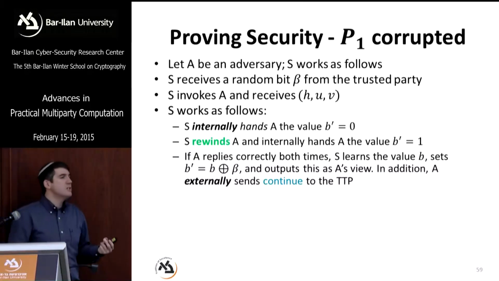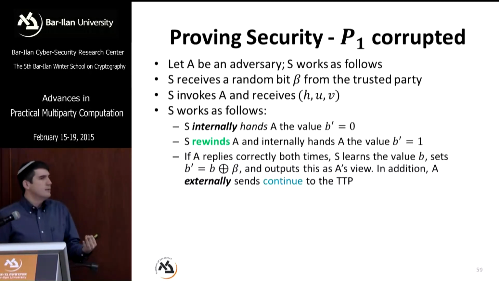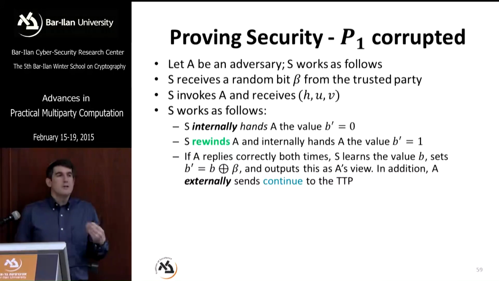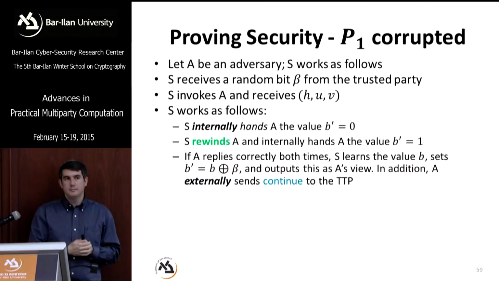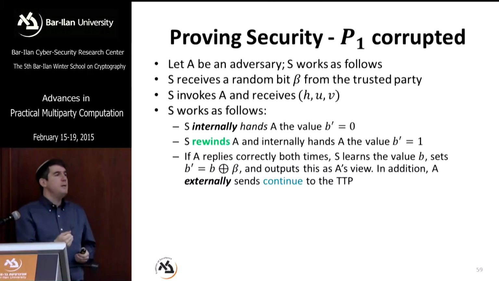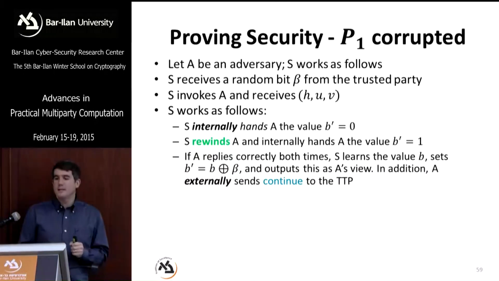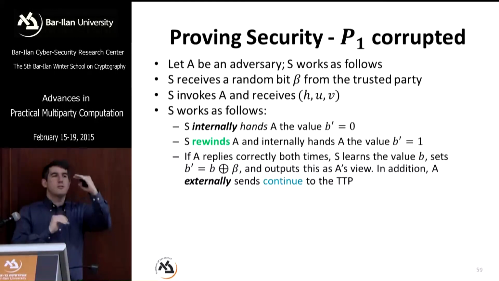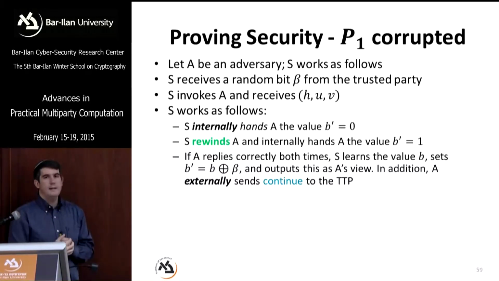Now A is a malicious adversary, so it doesn't necessarily even reply correctly to both values. We actually don't know what A is going to do. Now if A did reply correctly both times, then the simulator S learns the value B, because A reveals all of its randomness, and if S knows the value B, what it can now do is set B prime to be B XOR beta, and this will be the transcript that he gives A, or that he outputs.